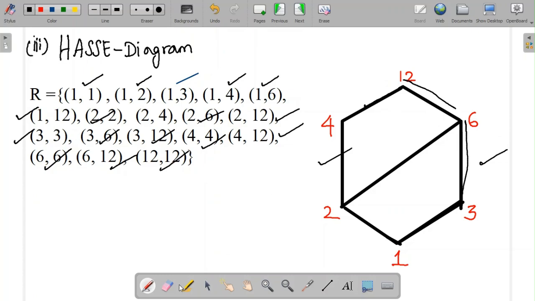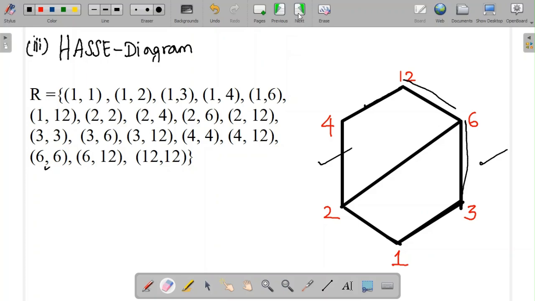So we observe that the Hasse diagram is a comparatively simpler representation of a partial order. The only restriction is that the relation must be a partial order, and hence, as soon as you can identify that it is a partial order, you can express it visually using a Hasse diagram.